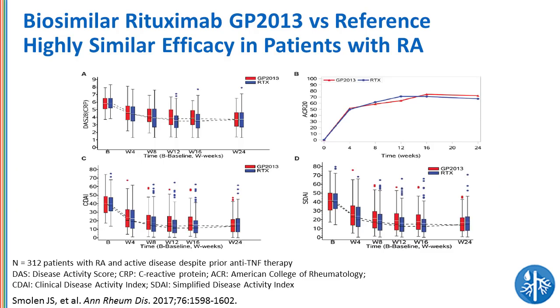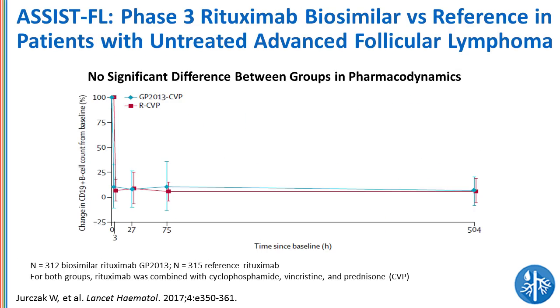Here's an example in that same study, which was published by Smolin in the Annals of Rheumatologic Disease. That's actually the new guidelines for the treatment of rheumatoid arthritis in the European Union. You can see how that GP 2013 is compared with the reference product, and actually they do fairly similar. Again, data showing how the behavior is very similar for GP 2013 in either low-grade lymphoma or rheumatoid arthritis.